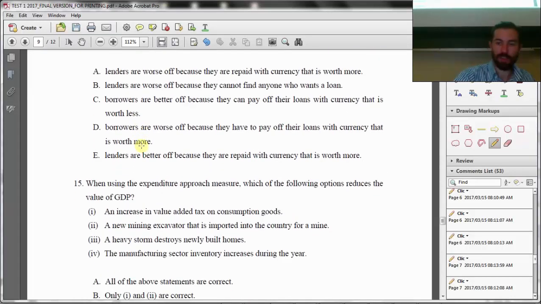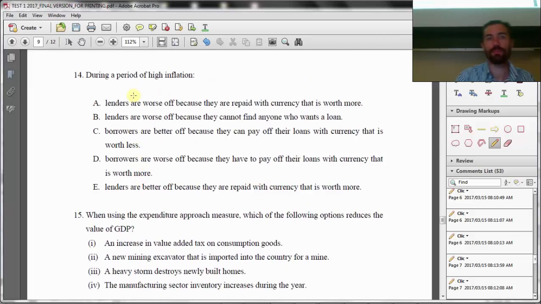During a period of high inflation, are lenders worse off, or are borrowers worse off? If you have inflation and you're lending people cash, are you better off or worse off? You're worse off, right? Cool. So lenders are worse off, borrowers are better off. Borrowers are worse off, no. Lenders are better off, no. Lenders are worse off because they're repaid with currency that is worth more. Well, no, because it's worth less.